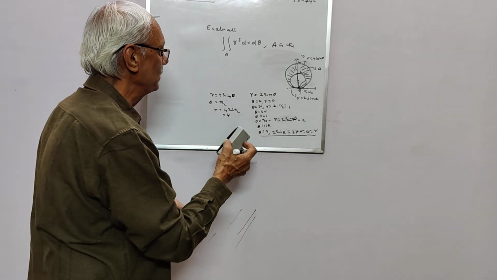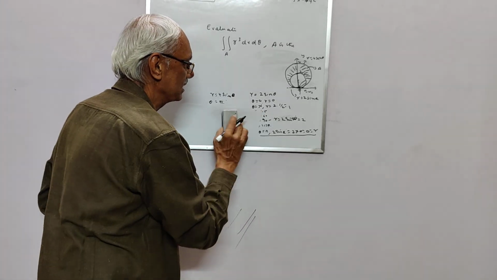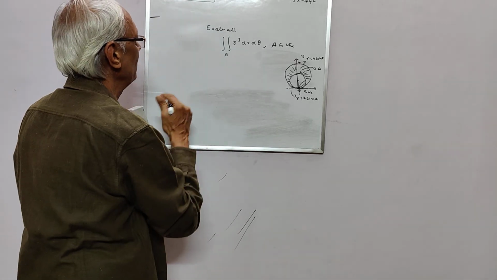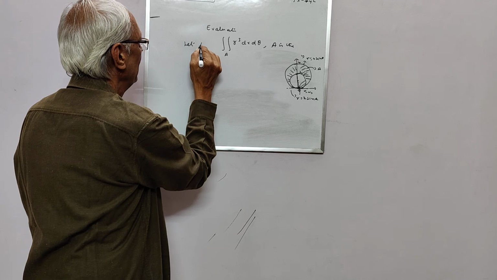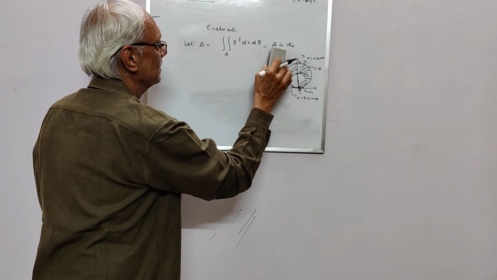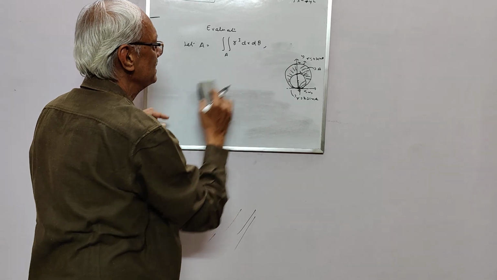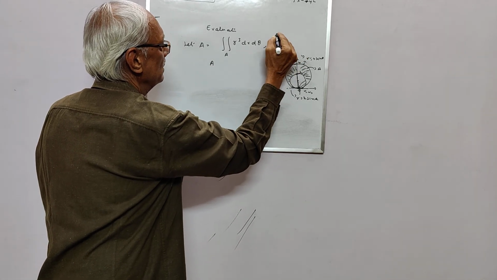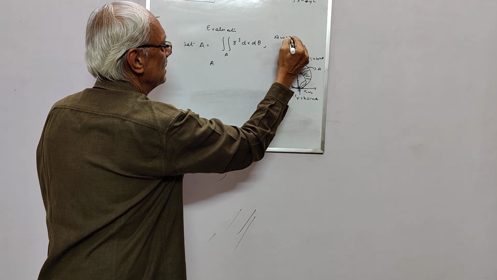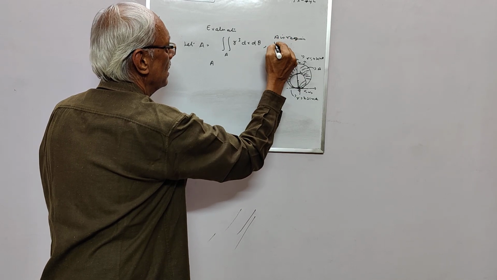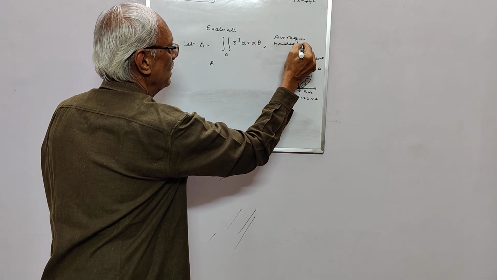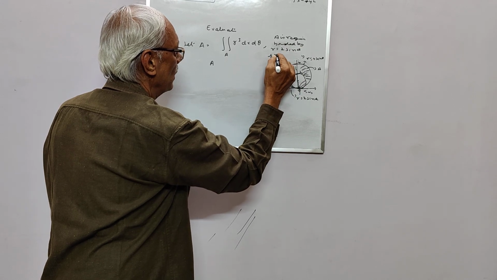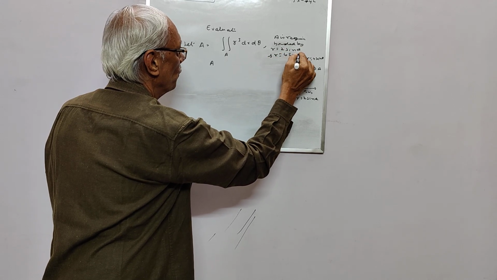Now let me rub this off to get some space. So let me continue doing the problem now. I will write here, let A be equal to this. And what is your A? A is the area of the region bounded by r is equal to 2 sine theta and r is equal to 4 sine theta.